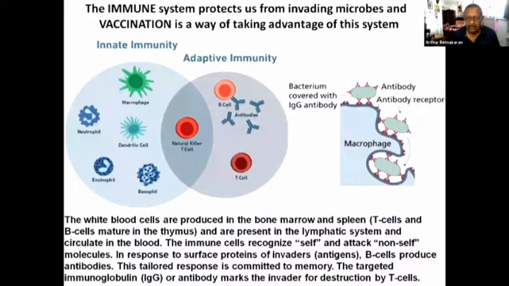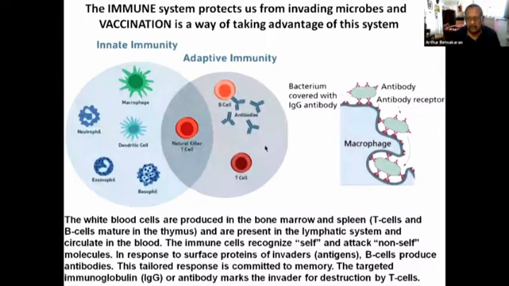We also have another system called the adaptive immunity. This one kicks in after the invader comes in. Once the invader comes in, it induces certain other cells called the B cells and the T cells. And these B cells and T cells are produced in the bone marrow and spleen, and then they mature in the thymus, which is a gland in the middle of the chest. And then they circulate in the lymphatic system and the blood vascular system.